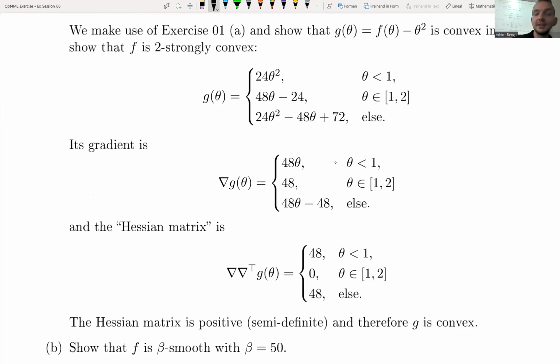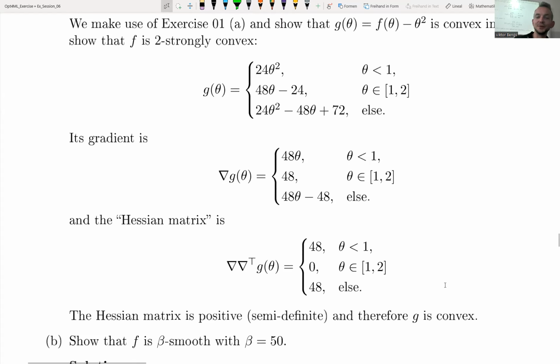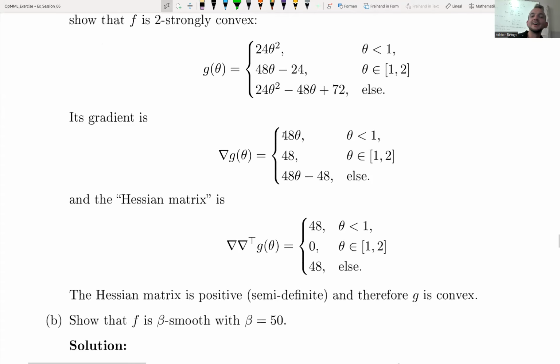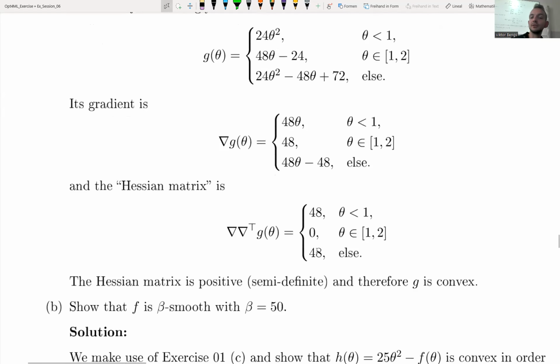We compute the second derivative, or the Hessian matrix in quote marks, a Hessian matrix of dimensionality 1 times 1. Here, in the first case, we have a linear function, which gives us the slope of the linear function. Here we have a constant function with respect to theta, so we have a 0 as the derivative, and again, a linear function here gives us a 48.